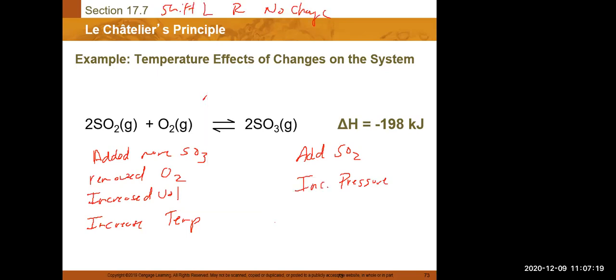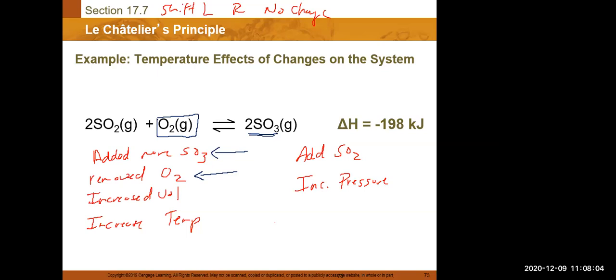Okay, so let's take a look at this. The first one is we're going to add more SO3. Adding SO3 is on our product side. When we add it, it shifts away, so we would expect the equilibrium to shift to the left-hand side. Now, if we remove O2, O2 is over here. When we remove something, it goes towards the side we removed it from. Since the O2 is on the left-hand side, it would cause the equilibrium to also shift to the left-hand side. Any questions on those two?